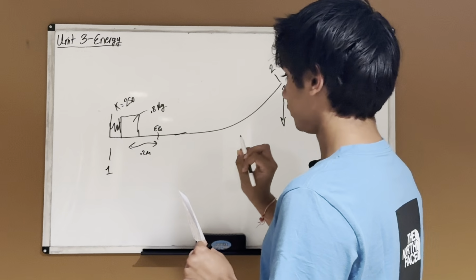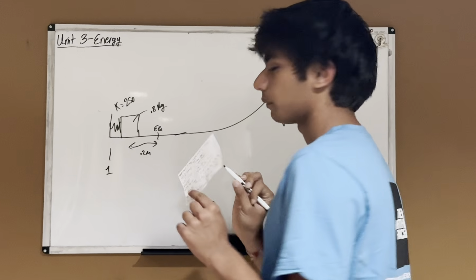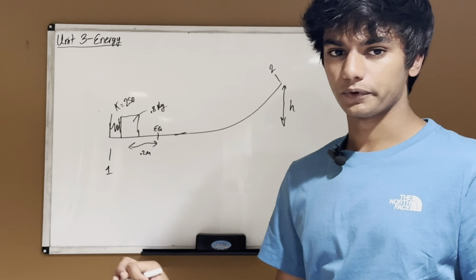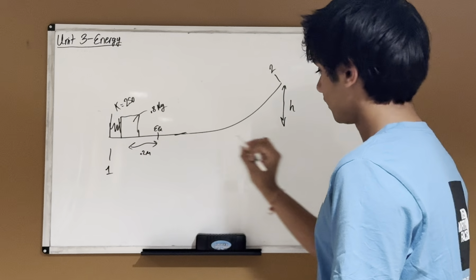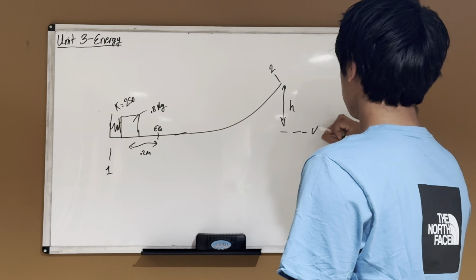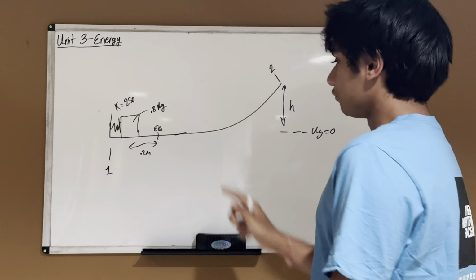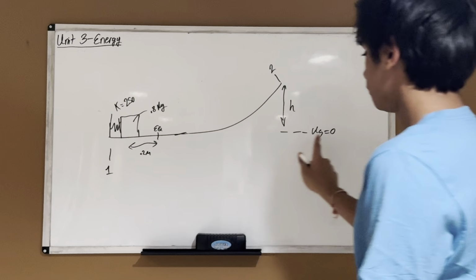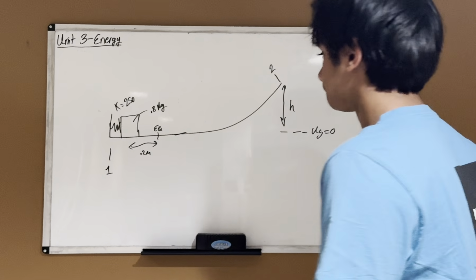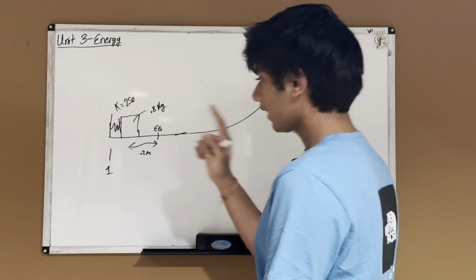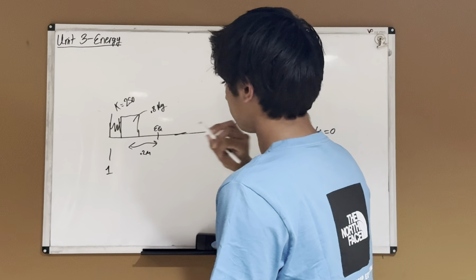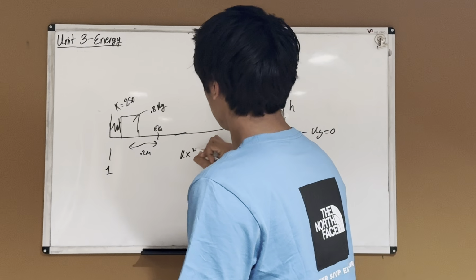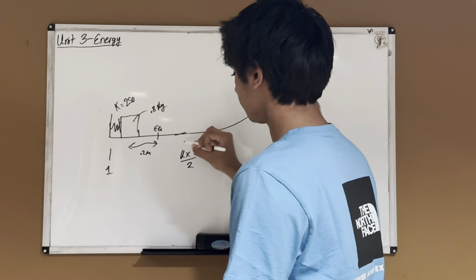There's no gravitational energy, because when we're using gravitational energy, we can say any point in our system is UG equals 0. So for simplicity, let's say that this bottom part is UG equals 0. So the only energy we have is energy from the spring being compressed. So the spring energy is kx squared over 2, US1, right?